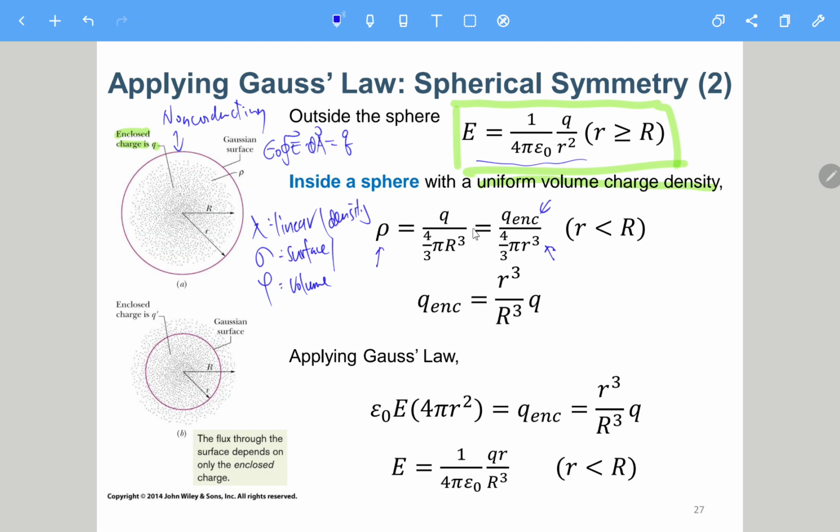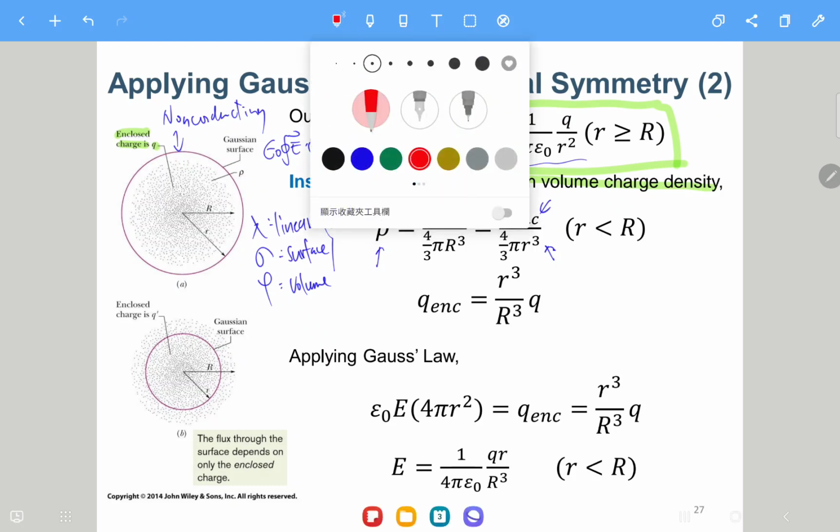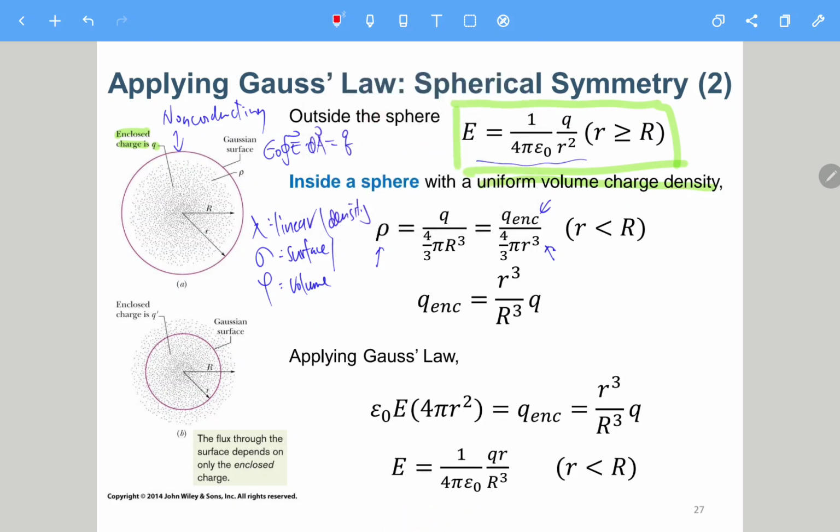Here we can come up with the expression for Q enclosed by moving this 4/3 pi r cubed term to the left side. We can cancel 4 pi over 3 on both sides, and then move this R cubed to the left side. So Q enclosed will be Q times small r cubed over capital R cubed.